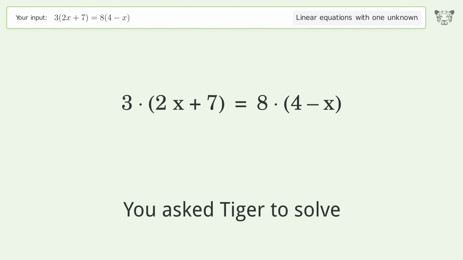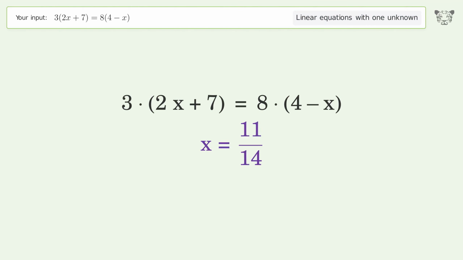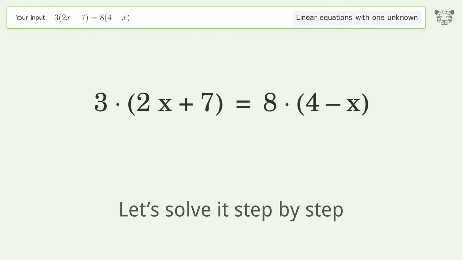You ask Tiger to solve. This deals with linear equations with one unknown. The final result is x equals 11 over 14. Let's solve it step by step.